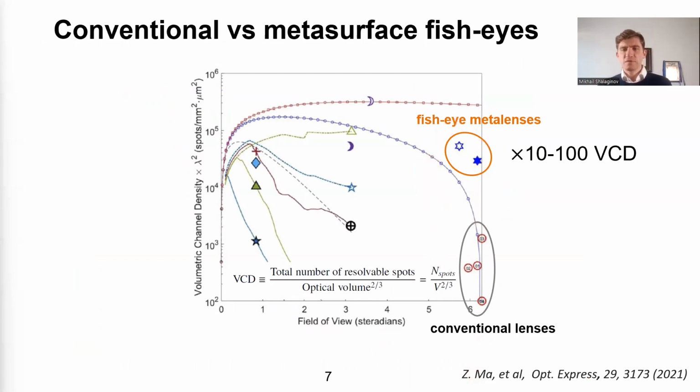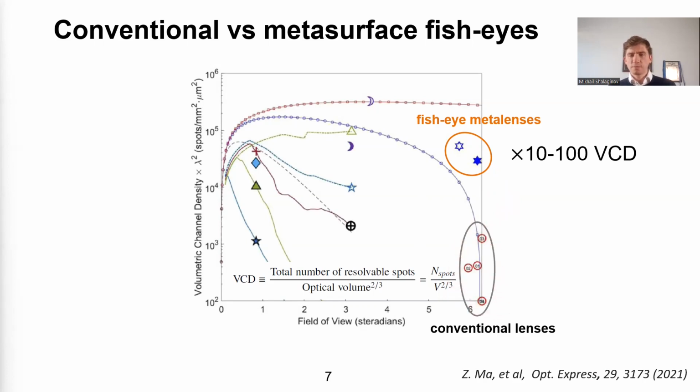The y-axis is the volumetric channel density, or VCD, which is basically the lens resolution normalized to its volume. For instance, one can make a high-performance refractive lens, but inevitably its volume will be large, since such a lens requires about a dozen stacked optical components. Conventional off-the-shelf refractive fisheye lenses are outlined with a black ellipse.